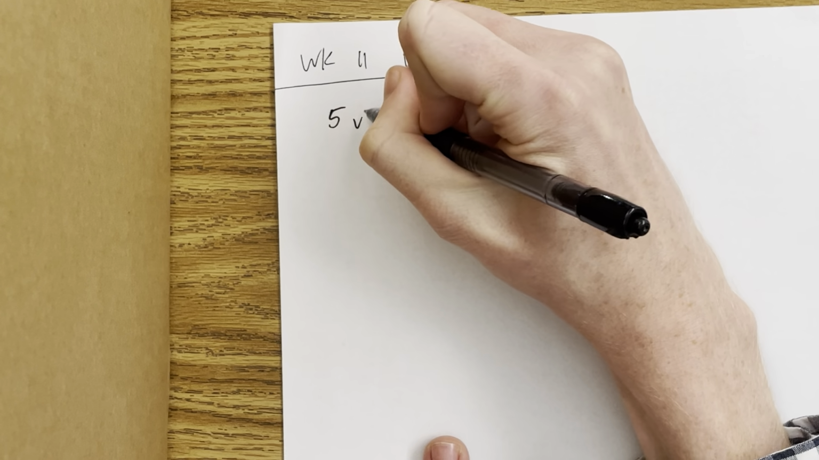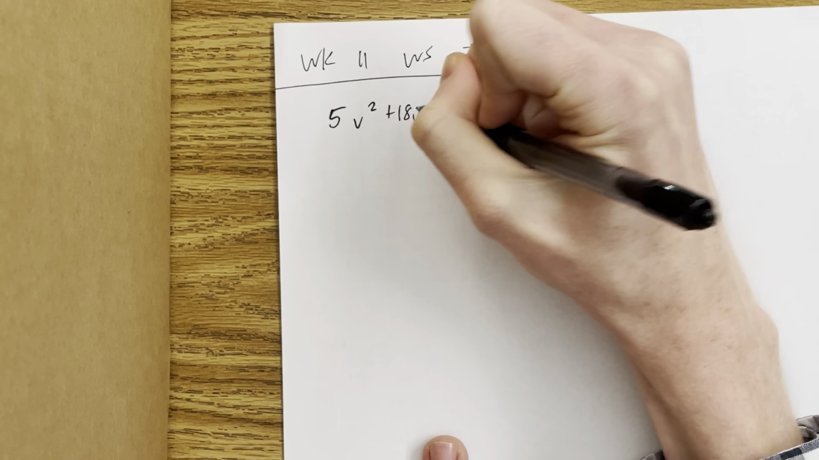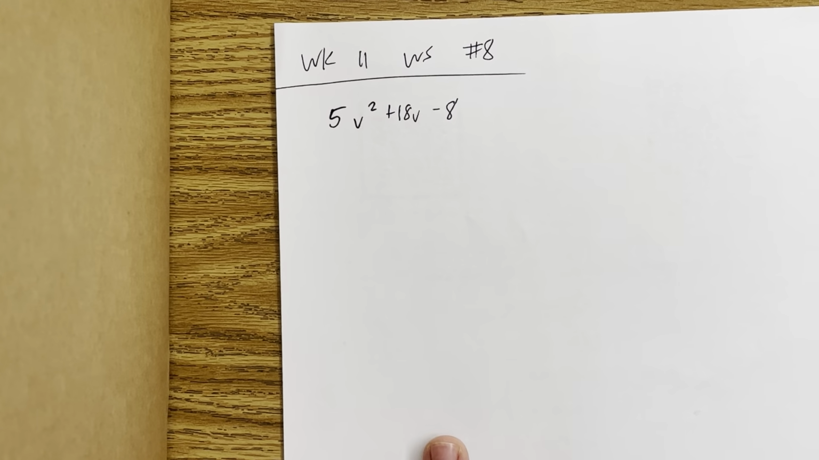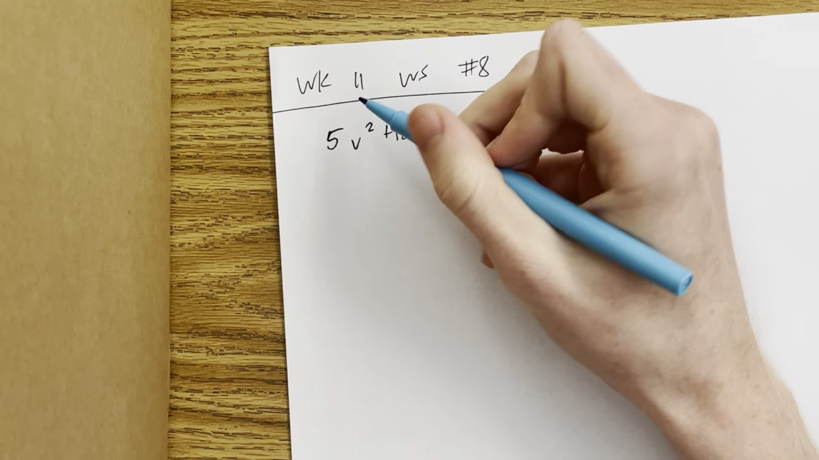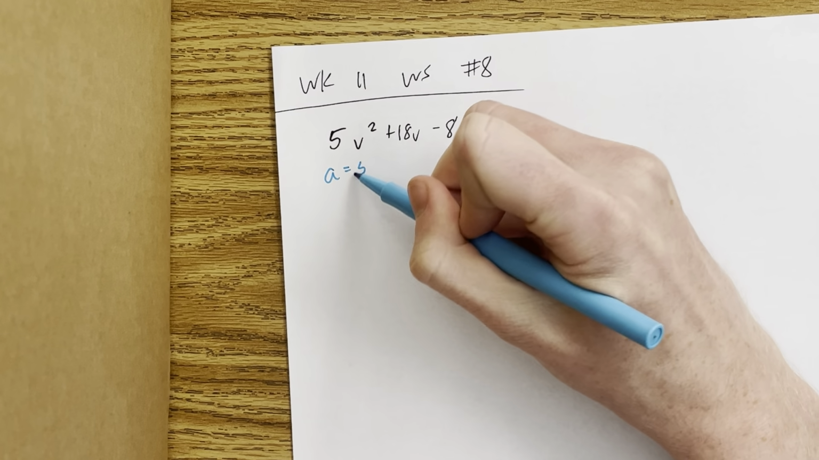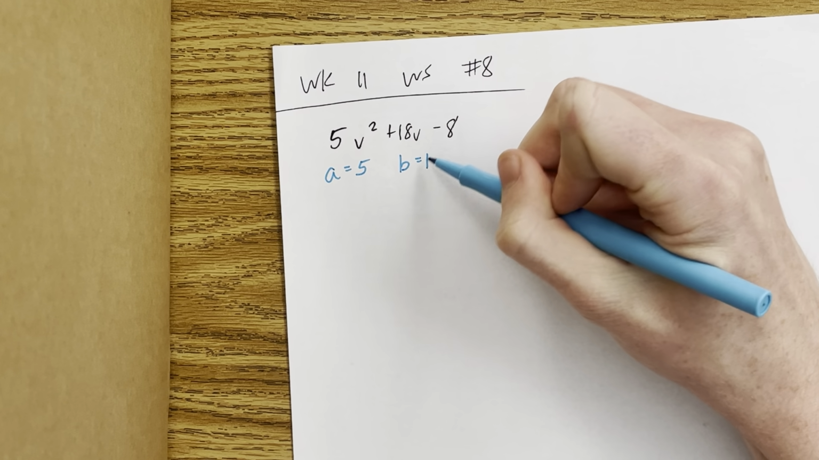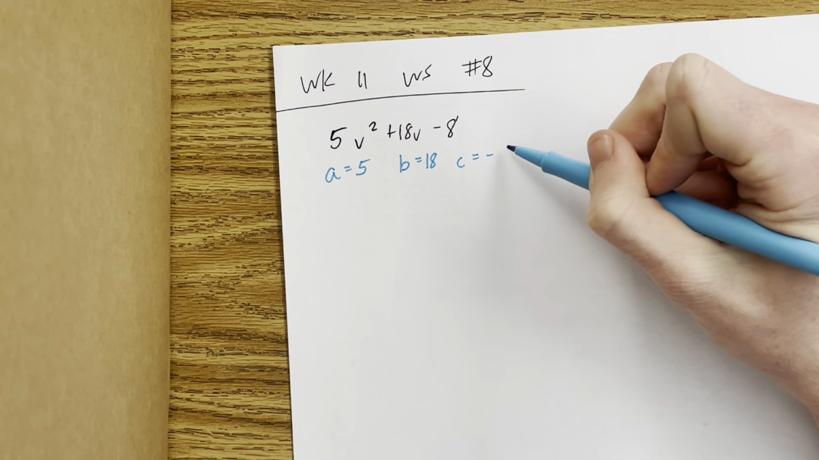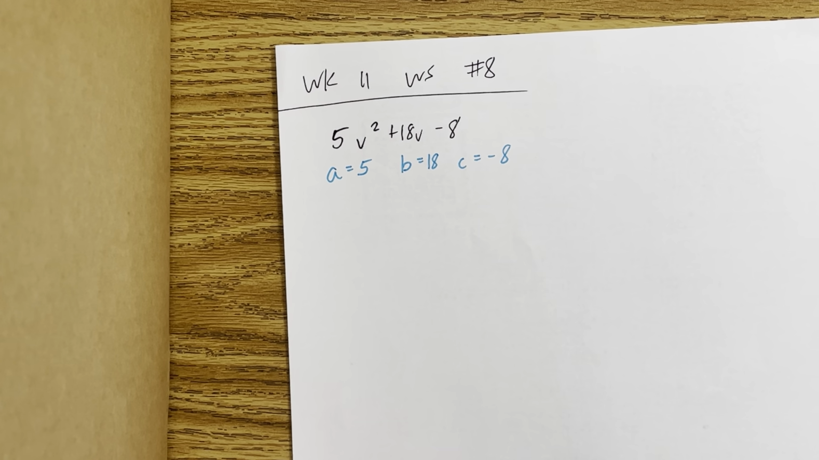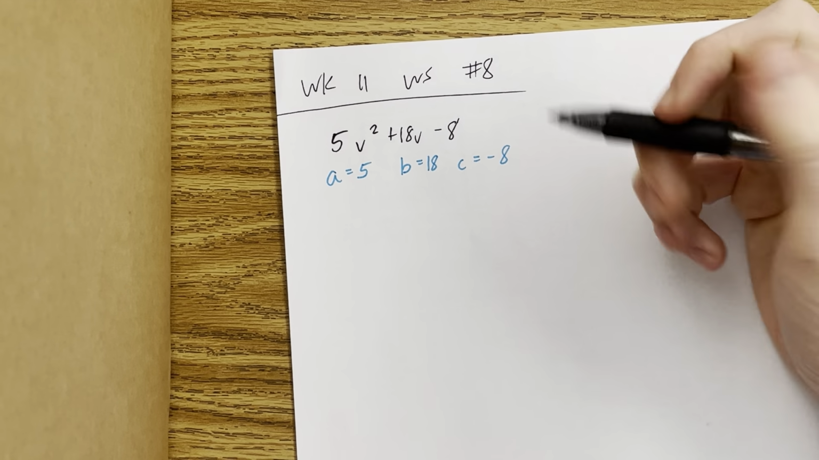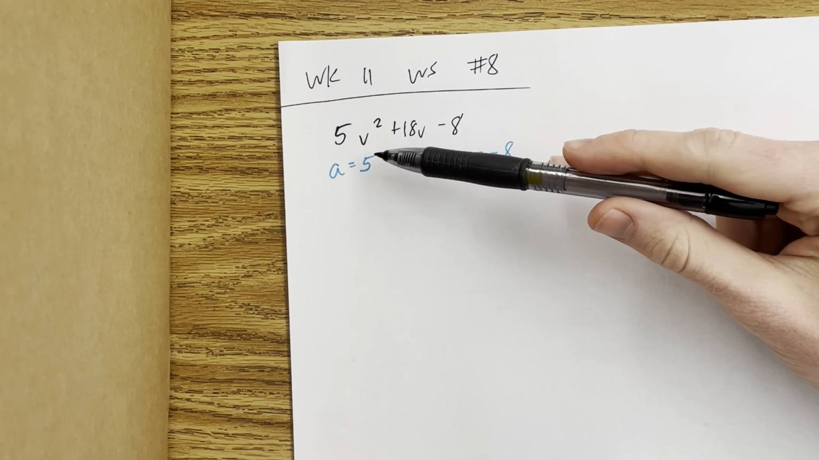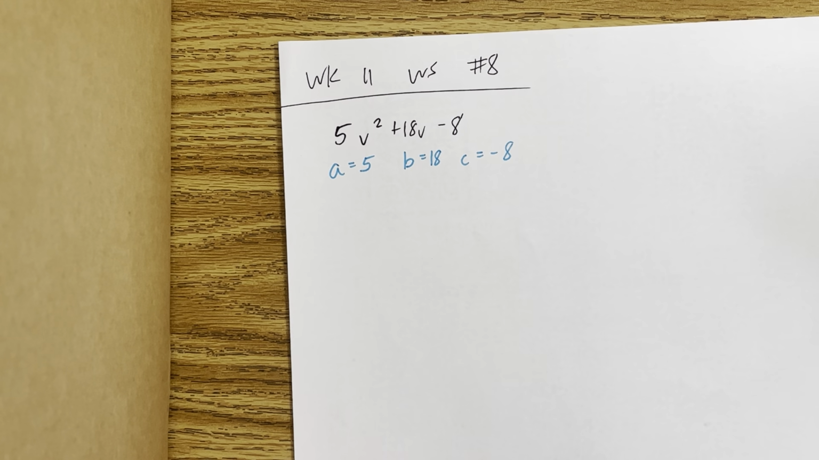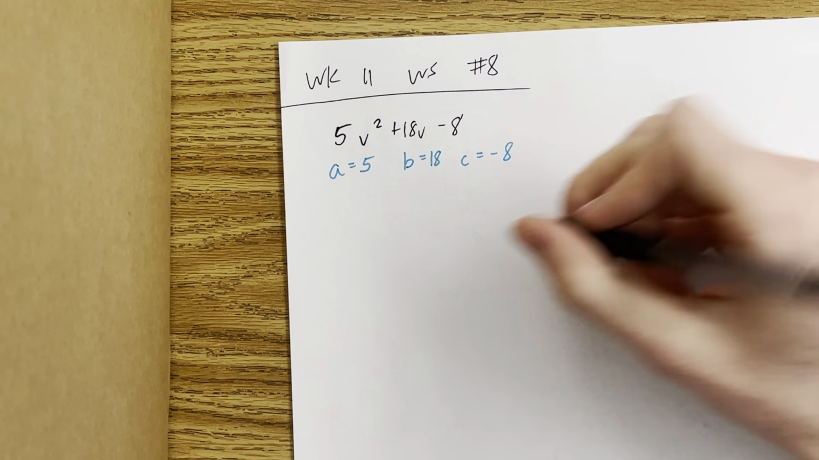So we have 5v squared plus 18v minus 8. These have v's in them, that's okay. We're going to treat them the same way that we treat the x's. It's no big deal. So in this case, a equals 5, b equals 18, and c equals negative 8. We're going to factor these. So first ask yourself, is there a greatest common factor? Does any number go into all three of these? Answer is no. So we're going to begin with the diamond method as per usual.